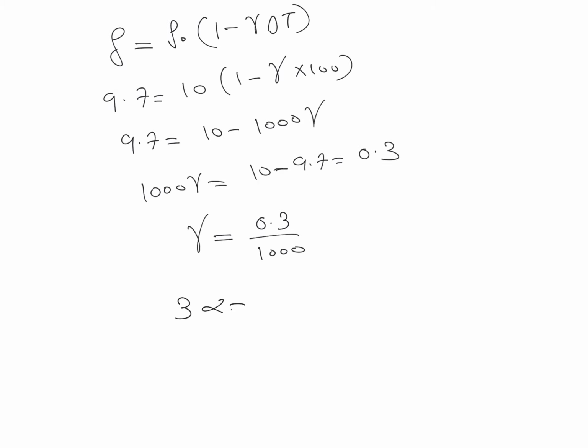Now we are to find the value of alpha. We know that gamma is 3 times alpha, which is 0.3 divided by 1000. So we can cancel this 3 over here and over here. The value of alpha is going to be 0.1 divided by 10 raised to 3, or 1000, which we can take as 10 raised to minus 4.